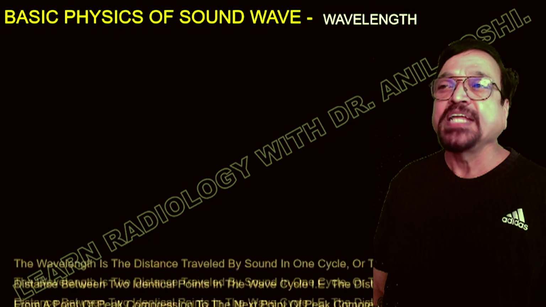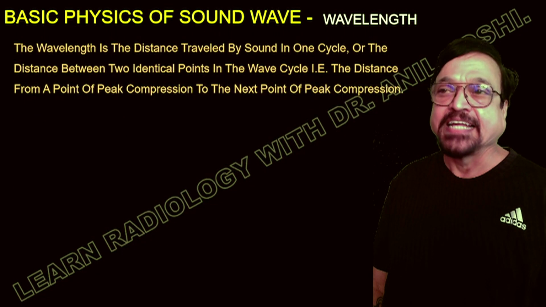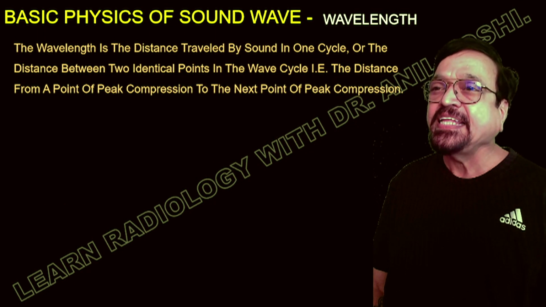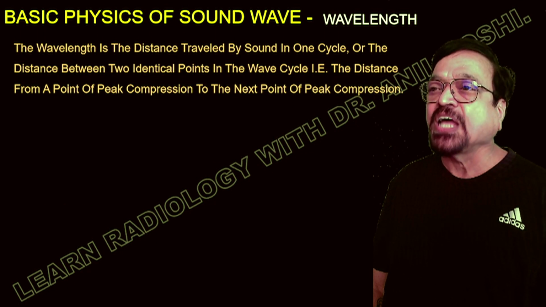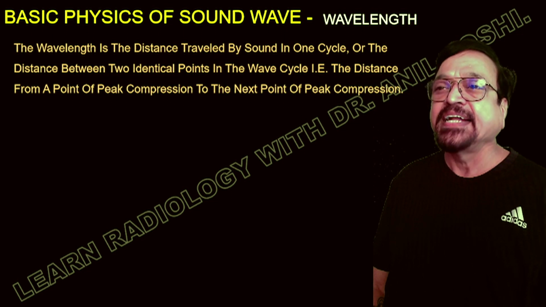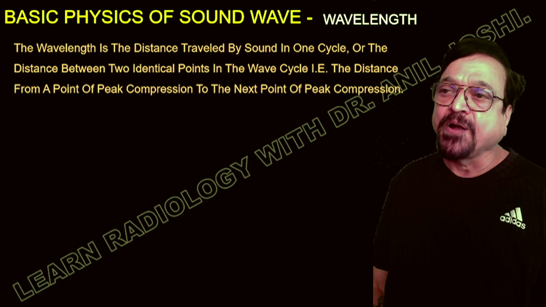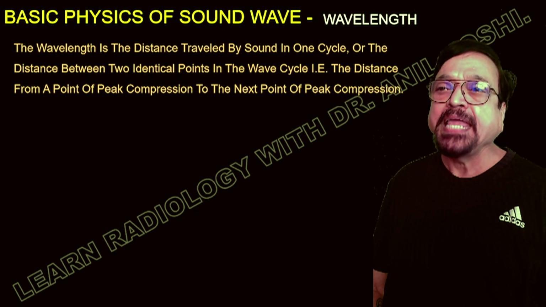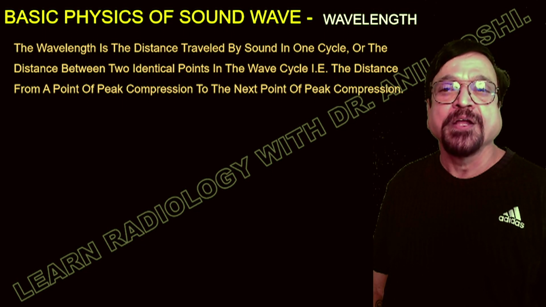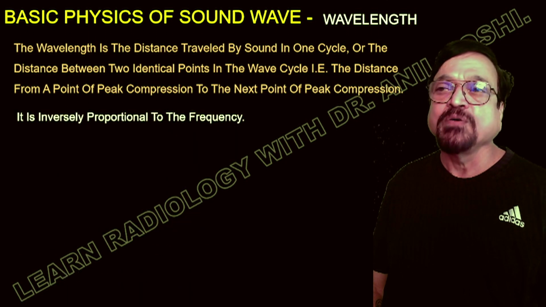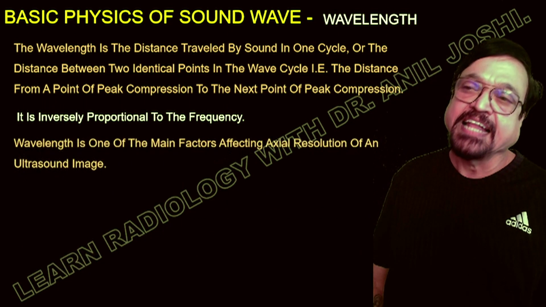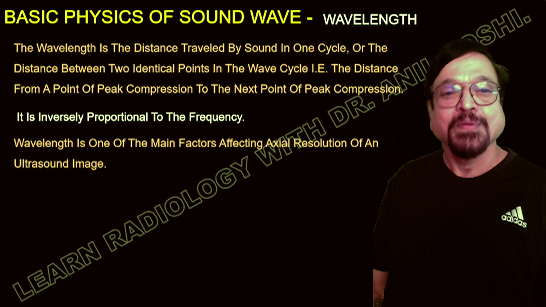Now let us come to another characteristic, the basics of ultrasound, that is wavelength. Now what is a wavelength? It's the distance traveled by a sound in one cycle, or the distance between two identical points in a wave cycle. That is the distance from a peak point to another peak point of two cycles gives you a wavelength. It is inversely proportional to frequency. So the more the frequency, the less the wavelength.